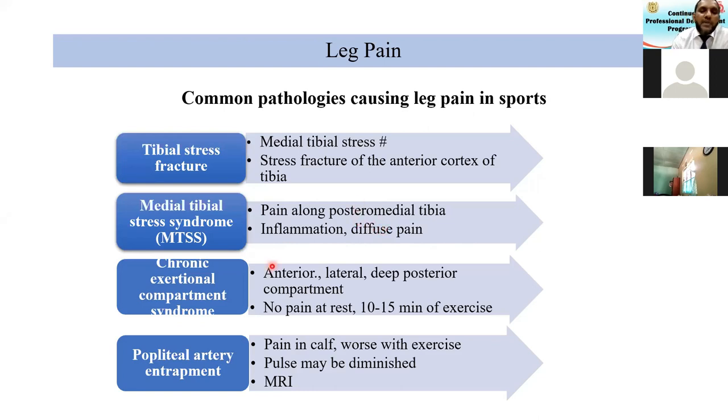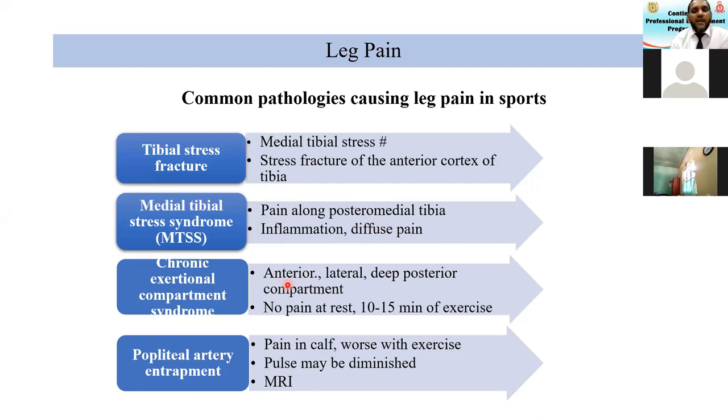If the anterior compartment is involved, the deep fibular nerve can be involved with paresthesia over the dorsum of the foot. The lateral compartment involves the lateral side, and the deep posterior compartment causes paresthesia over the sole.